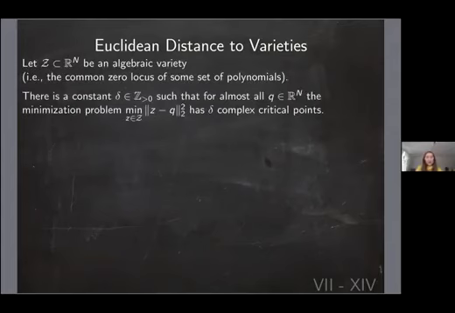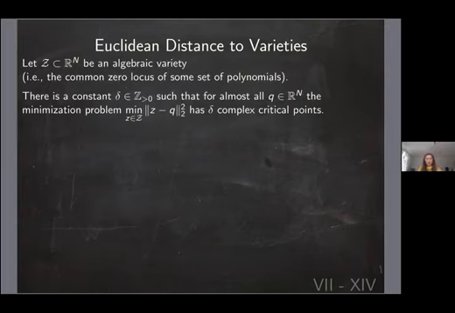Okay, here is an important well-known theorem in algebraic geometry, which is very, very strong and might be surprising at first sight. So there is some sort of number, a constant, such that for almost all data points, think of them as the data matrix, the minimization problem of finding the closest point on the variety Z to this data point Q has exactly delta many complex critical points.